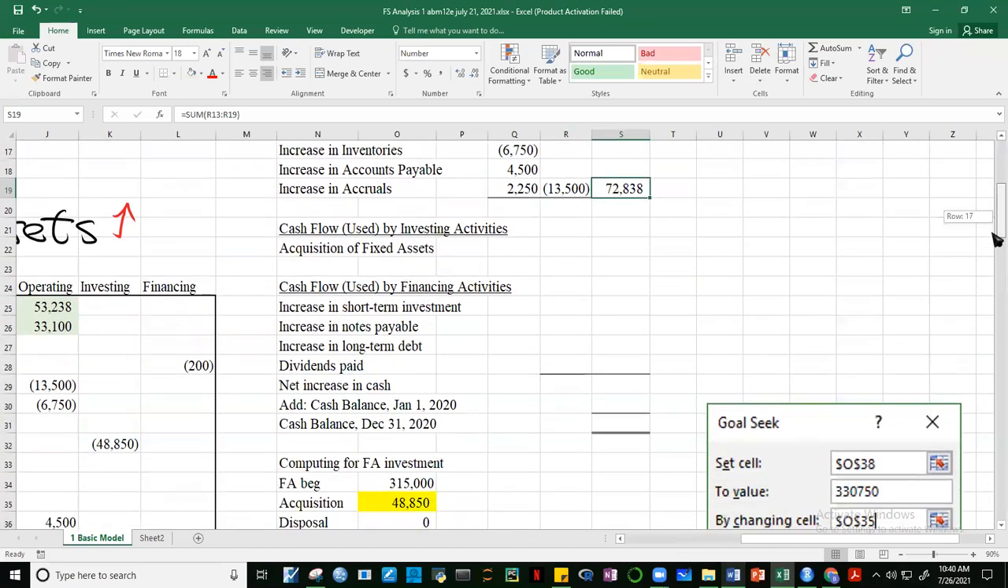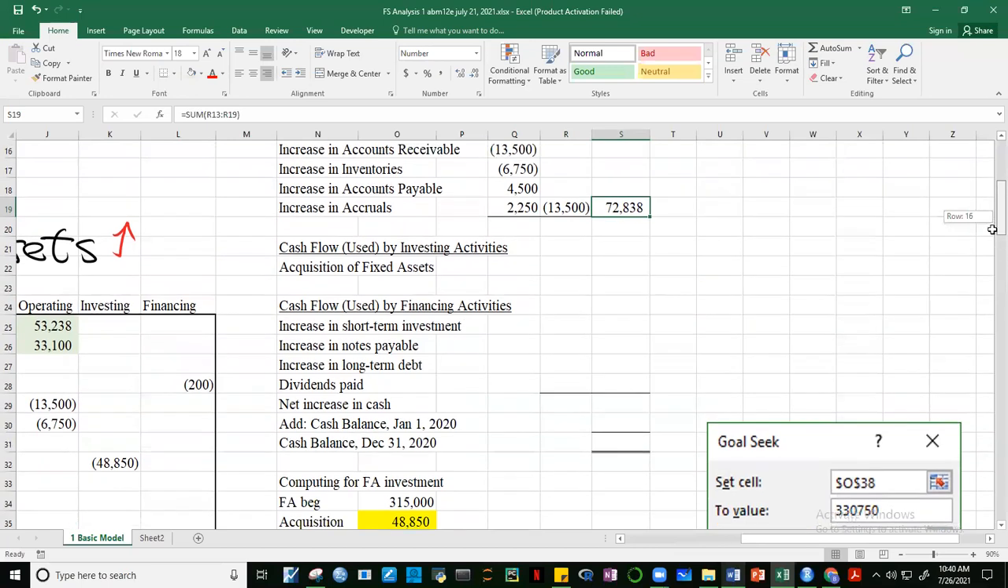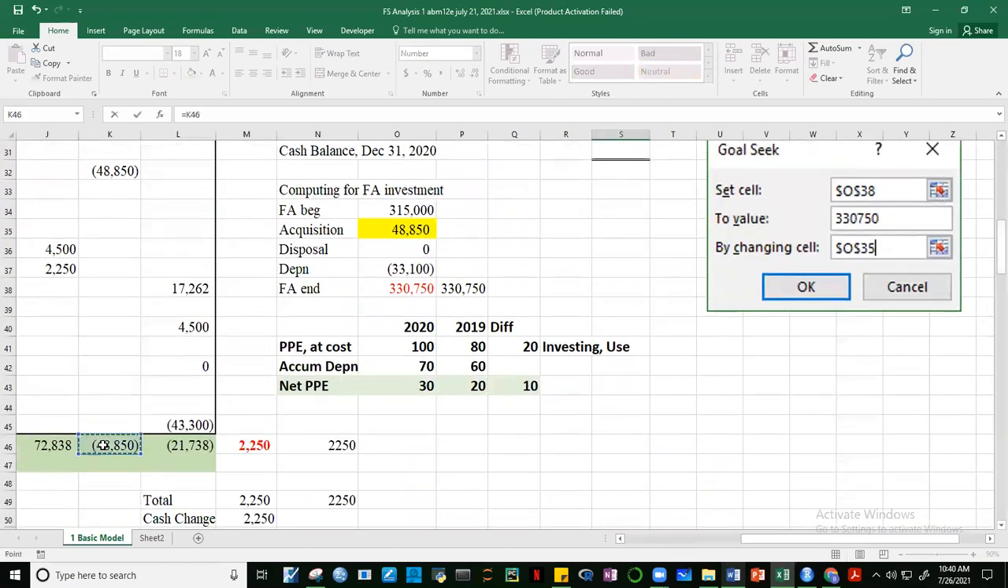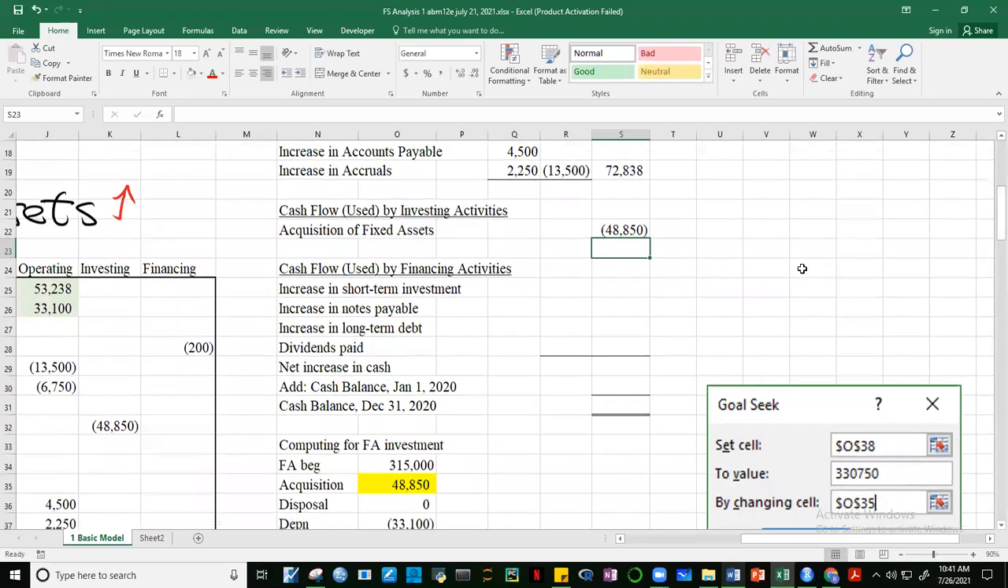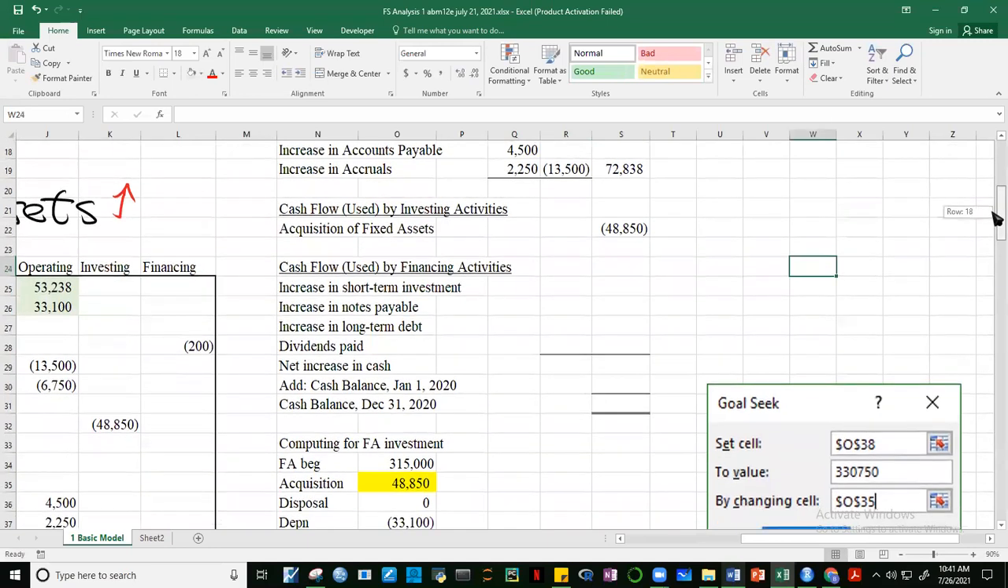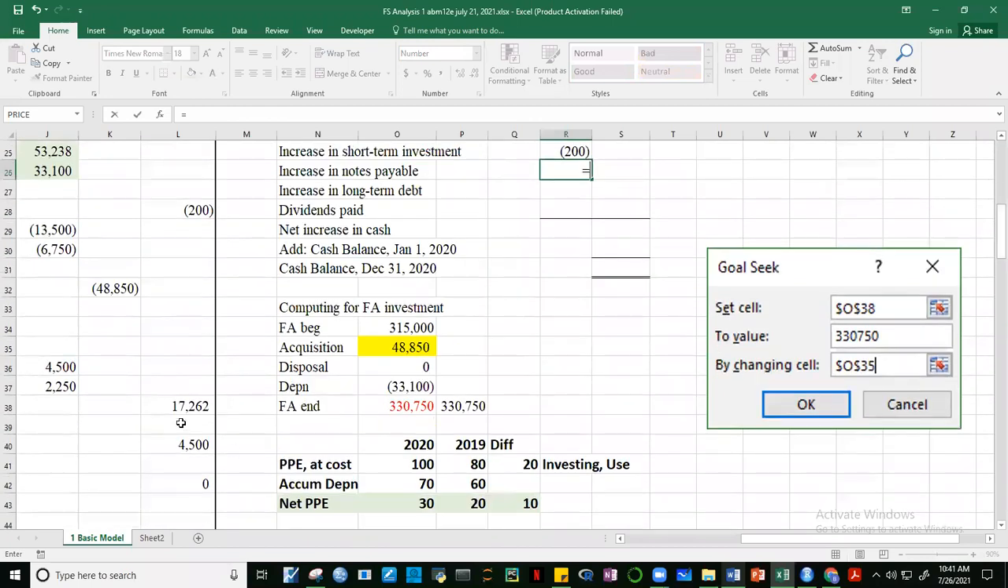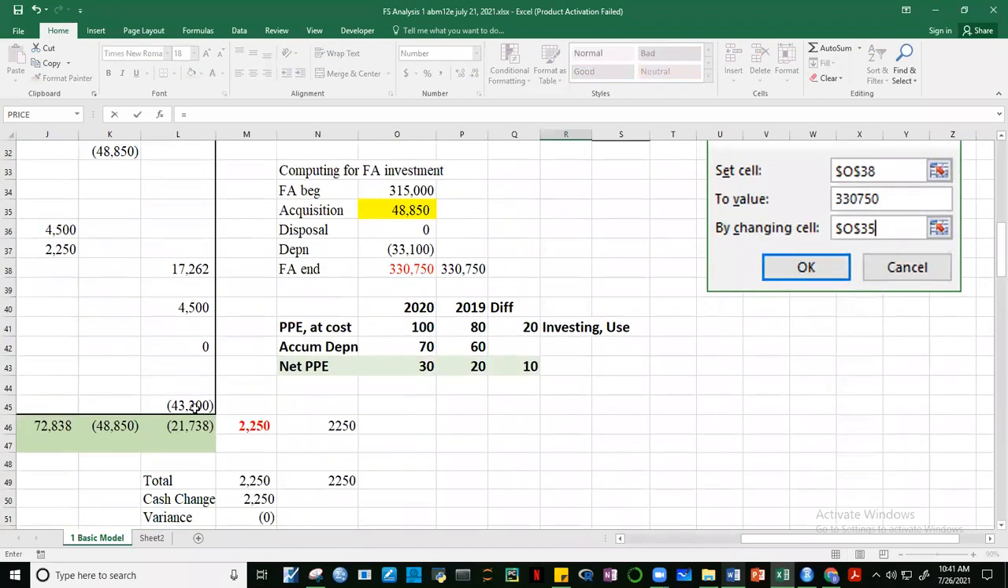Okay, and then we go to financing activities. Investing, guys, it's just, isa lang siya, 48,850. Okay? So, dito si operating, investing, si financing, dito dapat yung pinakadulo niya. So si financing, isa-isa naman na ito. Short term. Pag nakalatag na guys dito, madali na. Oh. So you just keep on copying it. Dividends paid, yun nasa dulo. 43,300.